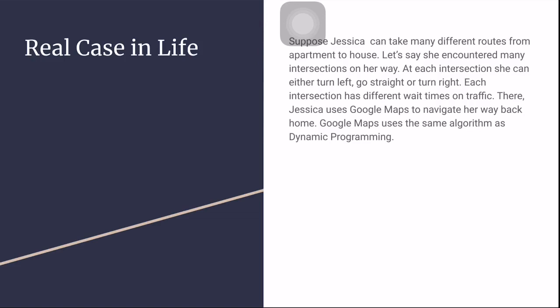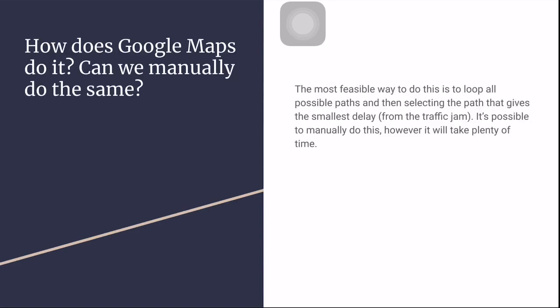and the distance. And I use Google Maps to navigate my way back home because Google Maps uses the same algorithm as dynamic programming. How does Google Maps do it? Can we manually do the same?